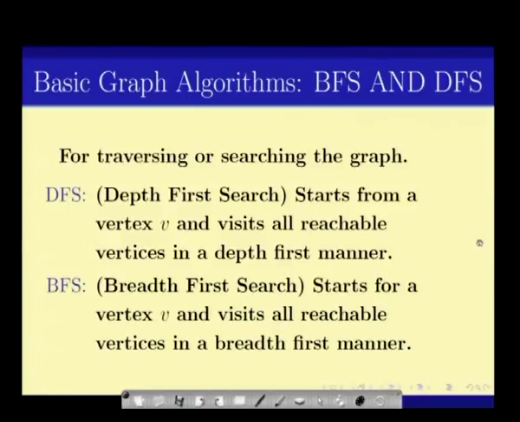Last lecture we also looked at the breadth first search. So, it starts from a vertex v and visits all the reachable vertices in a breadth first manner. Basically, it starts from a vertex v and first looks at all the neighbors of v. Then it takes one of the neighbors of v and looks at all the neighbors of that vertex and so on. So, these two are called the basic graph algorithms and they are very crucial. We have seen some examples of that.